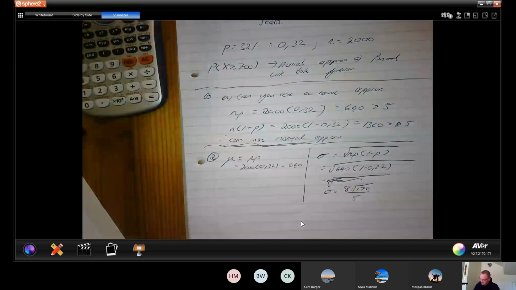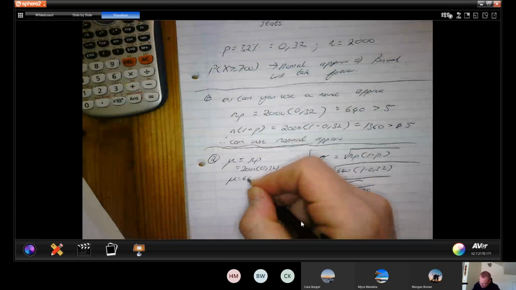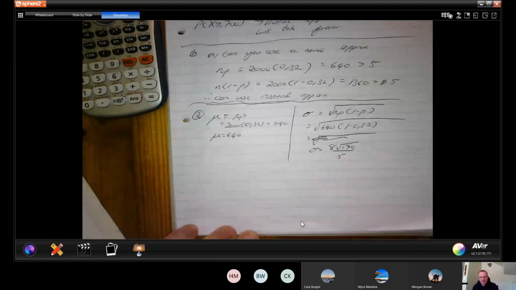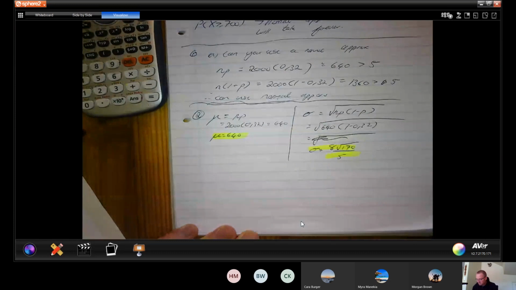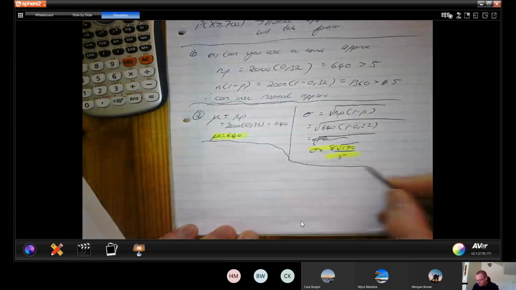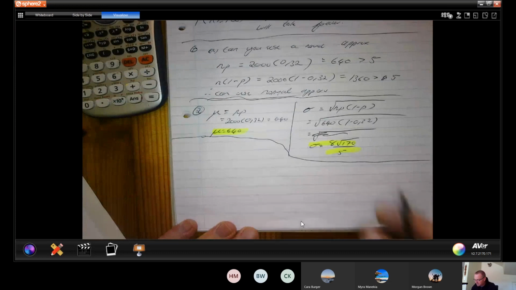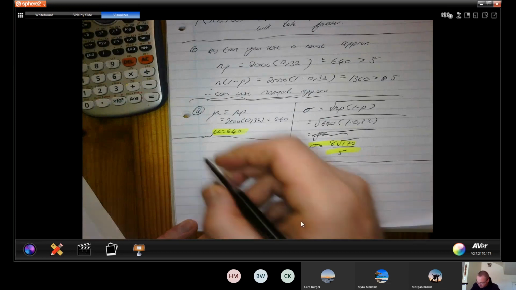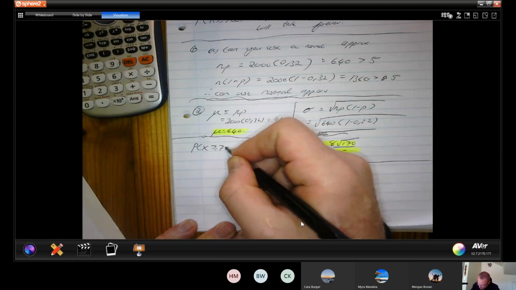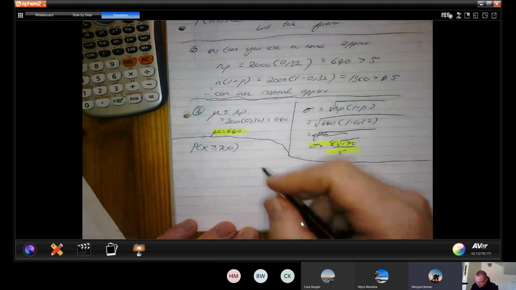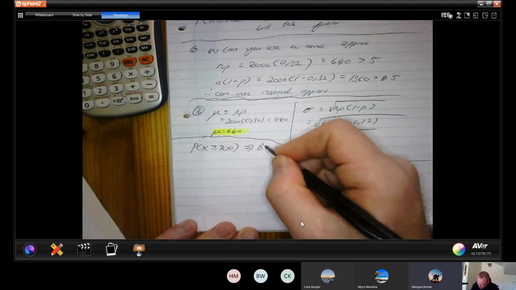Right, so now I have my parameters. Mu is equal to 640, and sigma is 8 root 170 over 5. Now we can deal with the action. Now I'm just going to do a normal distribution question, but don't forget your continuity correction. So I'm looking for, in binomial language, the probability that at least 700 students want to do stats. So X is greater than or equal to 700.